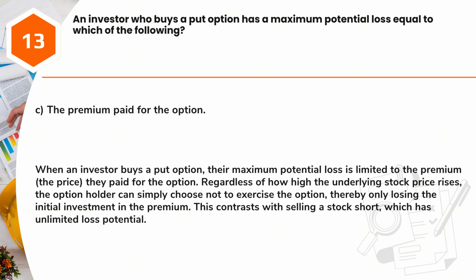Answer: C. The premium paid for the option. When an investor buys a put option, their maximum potential loss is limited to the premium, the price, they paid for the option. Regardless of how high the underlying stock price rises, the option holder can simply choose not to exercise the option, thereby only losing the initial investment in the premium. This contrasts with selling a stock short, which has unlimited loss potential.